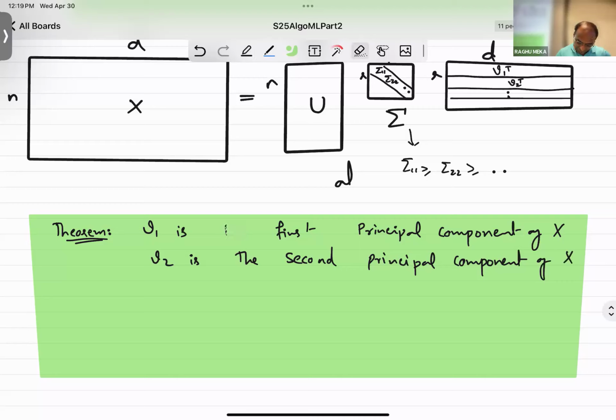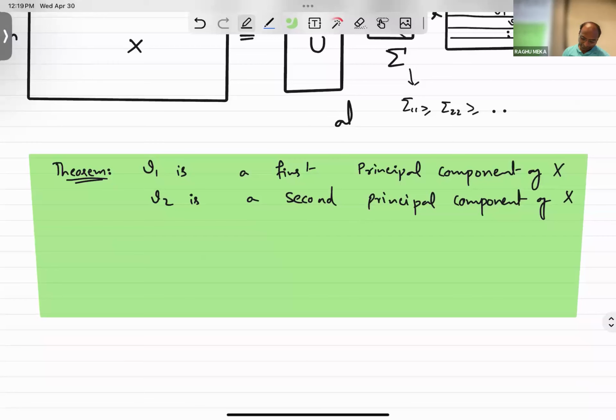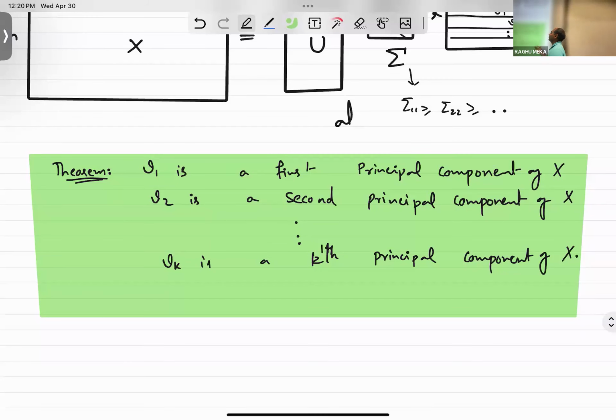Okay, maybe I should say A because sometimes it might not be unique. Okay, and so on and so forth. So Vk is the kth principal component. So if we can compute the SVD, we would be solving the best fit subspace problem for sure, right?